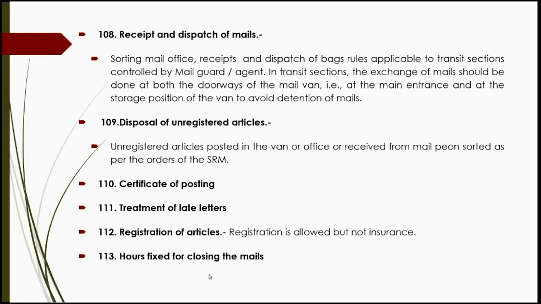What about the receipt and dispatch of mails? Whatever mails you are receiving will naturally be controlled by the mail agent or mail card. Now, where is this receipt and dispatch going to happen in the section? If it is a mail van, there will be two doorways: the main entrance, and an entrance in the storage position. Through both of these doorways, mails can be received or exchanged.